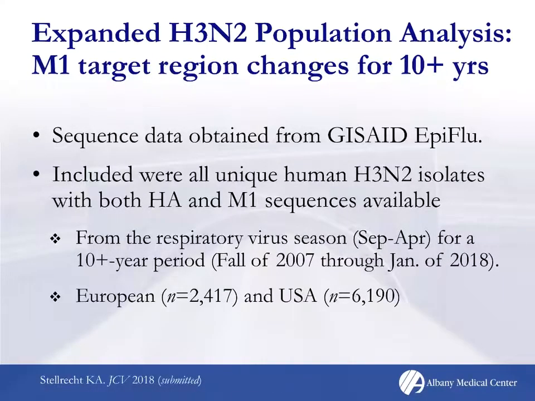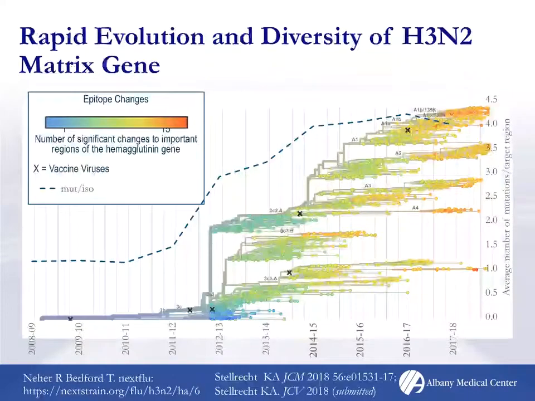I expanded these studies to look at a 10-plus year population, and I only looked at Europe and the US. And what I did is I took the Nextflu groups, so this is the Nextflu group's phylogenetic tree, and I overlaid my graph on the number of mutations that have appeared per year. This is mutations in the matrix gene, and this is the phylogenetic tree of the hemagglutinin gene. As you can see, as the number of viruses and the diversity started to increase, so did the number of mutations in the matrix gene.